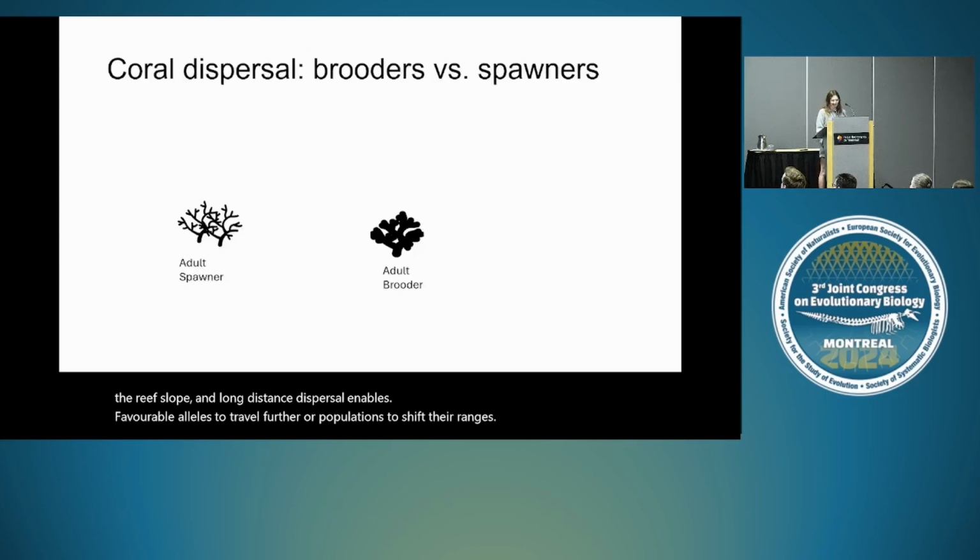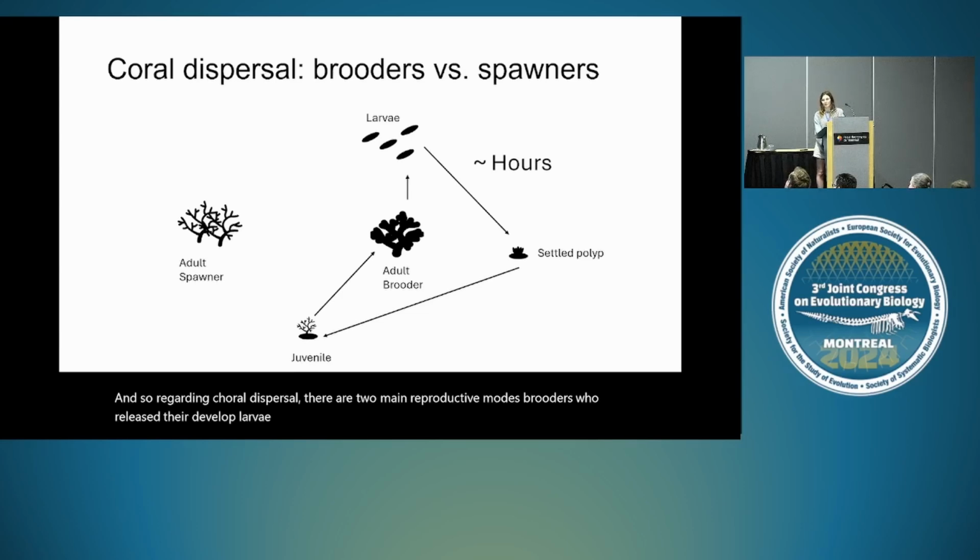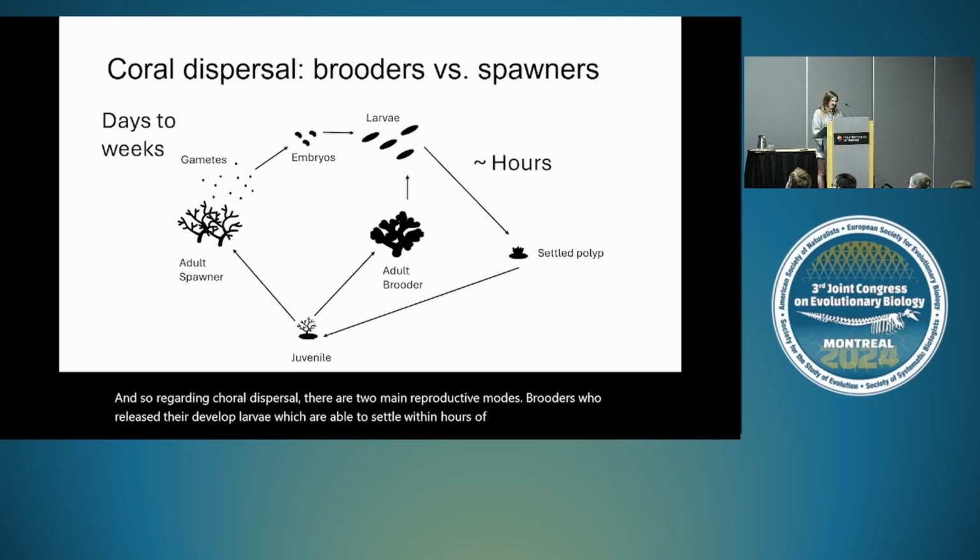And so regarding coral dispersal, there are two main reproductive modes. Brooders who release their developed larvae, which are able to settle within hours of release, and then spawners who release their gametes into the water column, and this may take days to weeks before their larvae are developed enough to settle. And so corals are very similar to plants, where they have a dispersive early stage and then their adults are fixed in space.